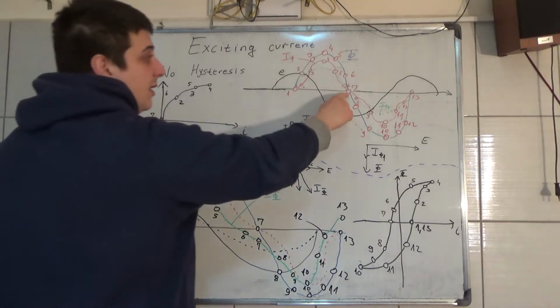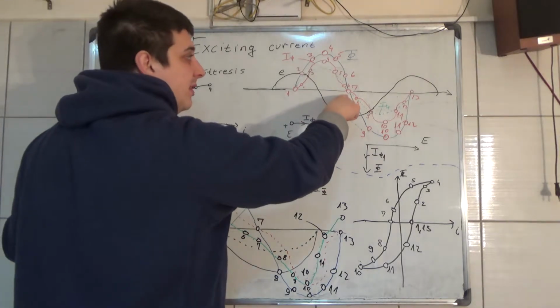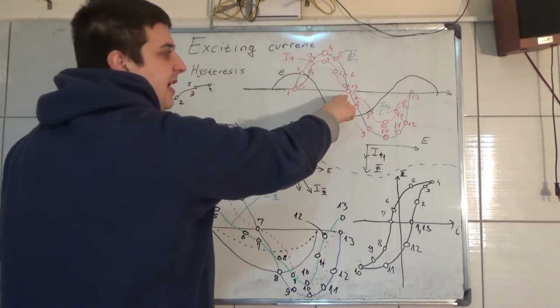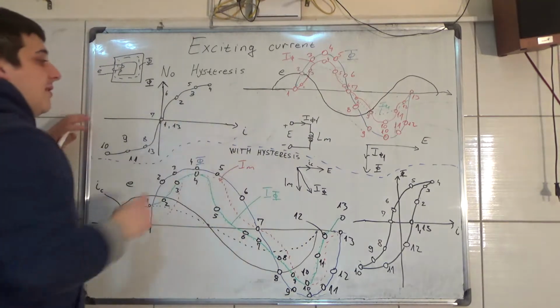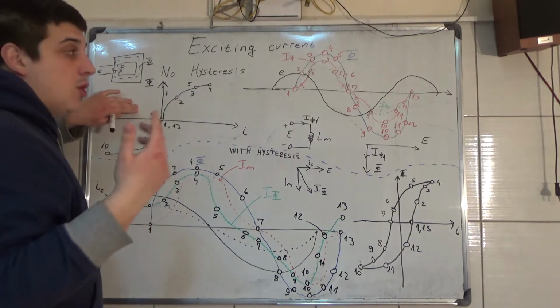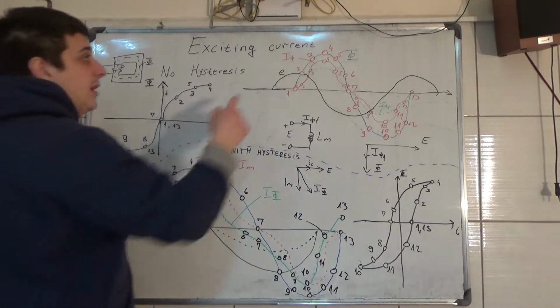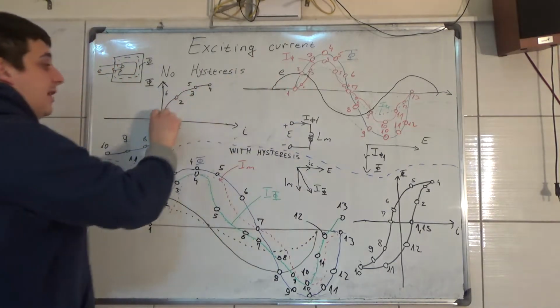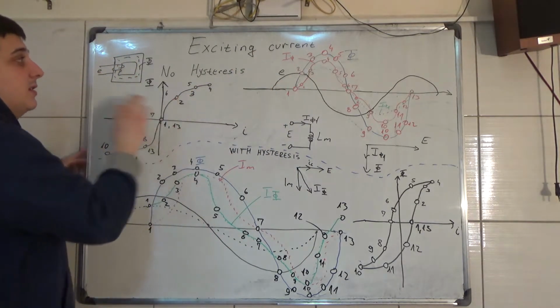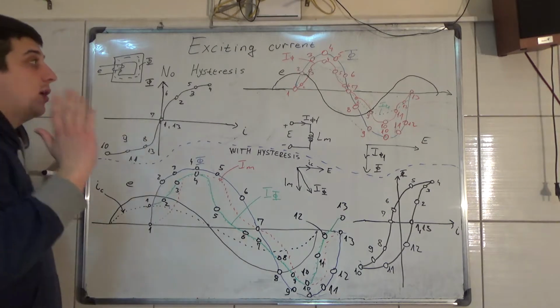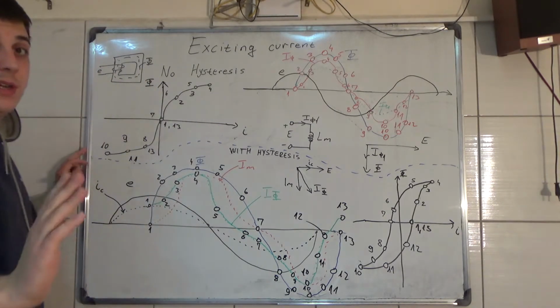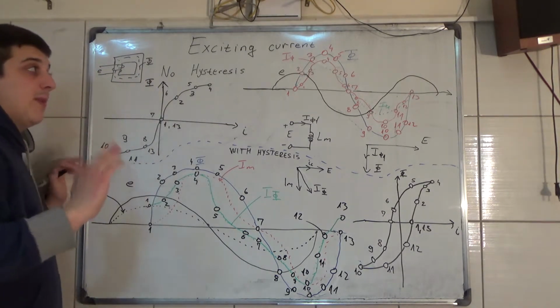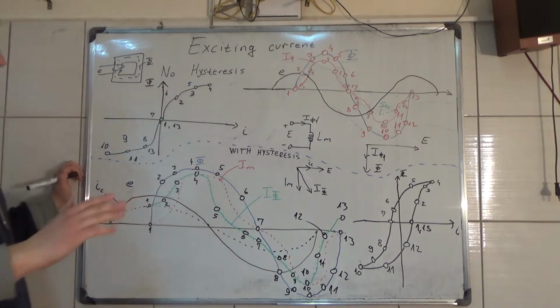And then we have point 7. We don't have any exciting current. If we don't have exciting current, we won't have magnetic flux. This is only if there is no hysteresis. I am going to remind you that this is without hysteresis.